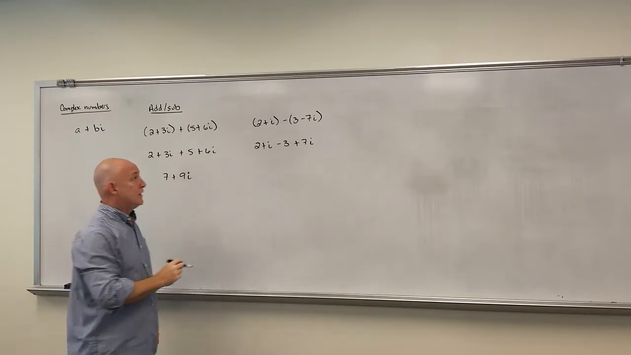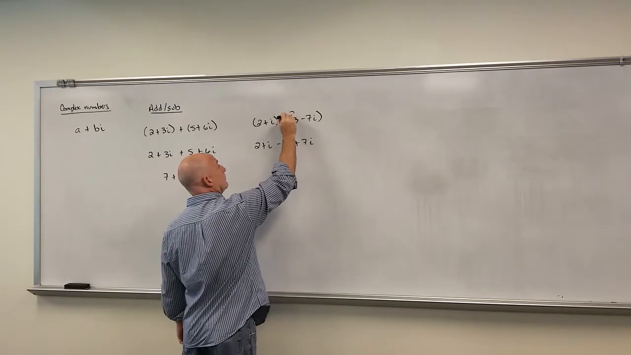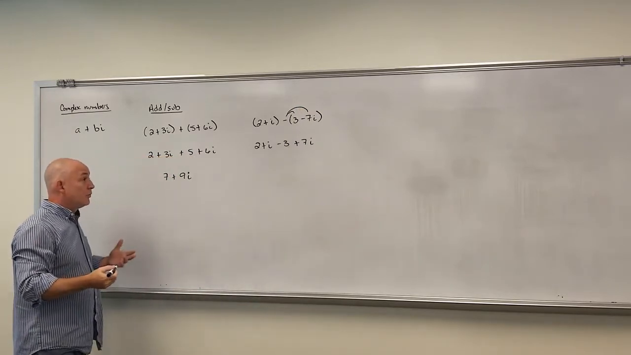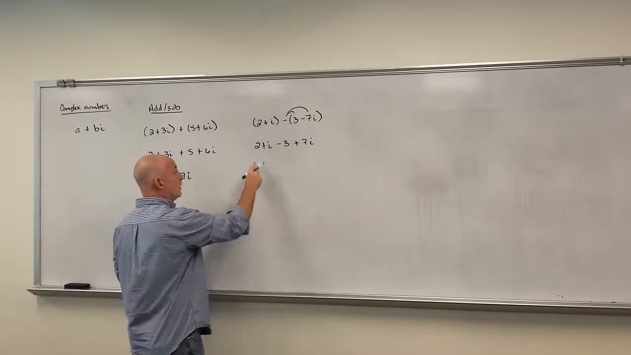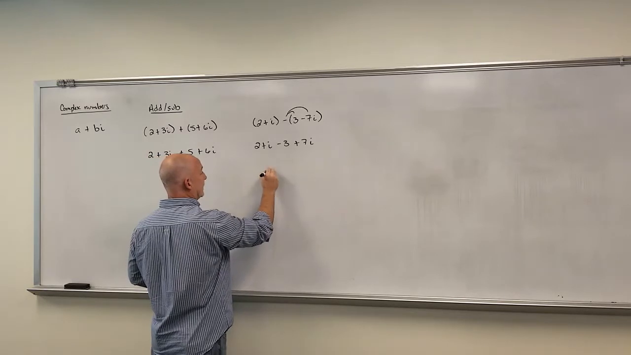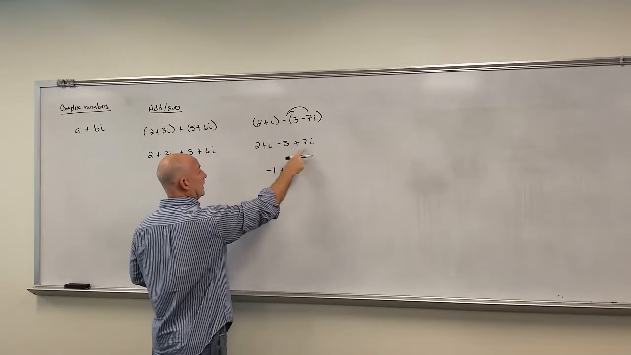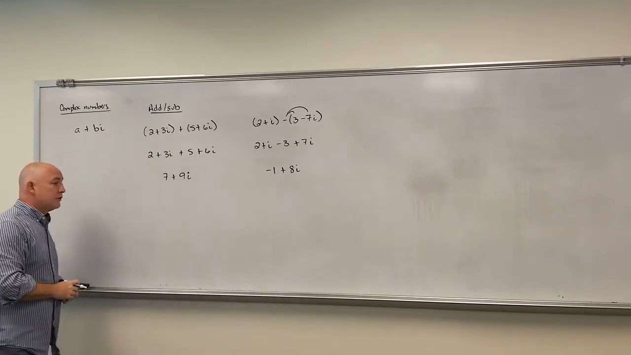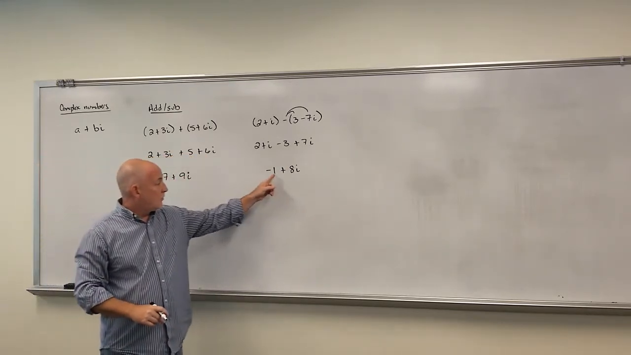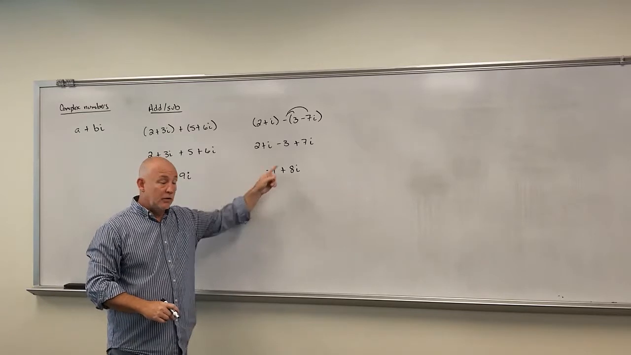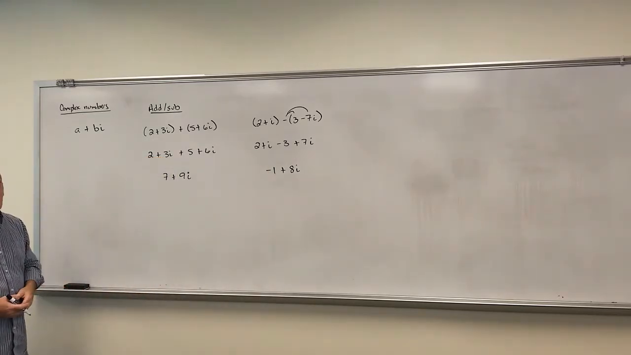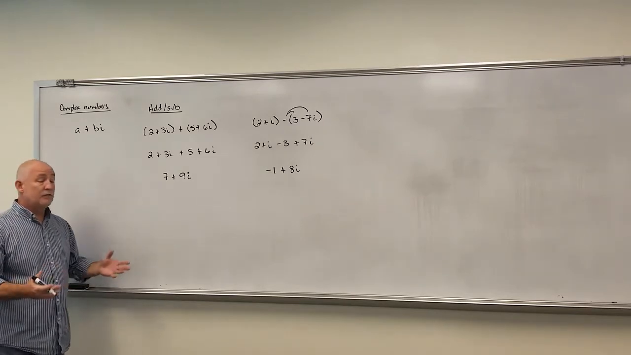We have to distribute that negative, or the negative 1 if you want to think about it as a negative 1. Again, we just want to combine like terms. So 2 minus 3 gives me negative 1. And I got an i and 7 i's, which gives me 8 i's. So there's our answer. It's in the right form: the real part plus or minus the imaginary part, or a plus bi. So adding and subtracting complex numbers is very, very straightforward.